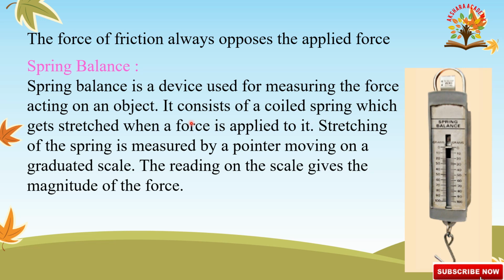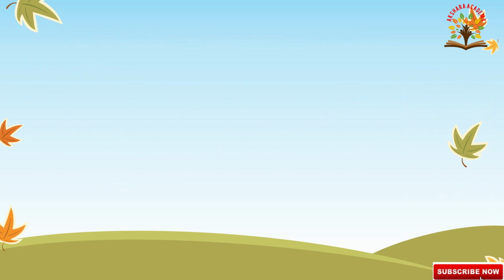So it consists of a coiled spring which gets stretched when a force is applied to it. Stretching of the spring is measured by a pointer moving on a graduated scale. This is the graduated scale. The reading on the scale gives the magnitude of force in terms of newtons. Next, let us go to the next discussion.